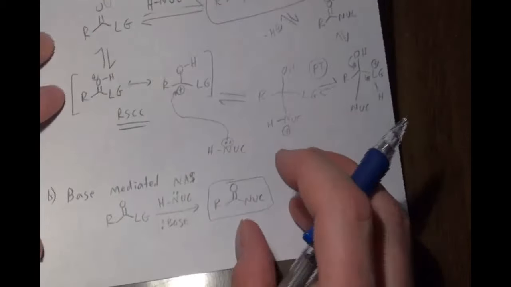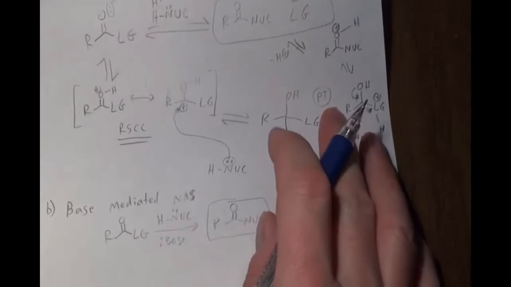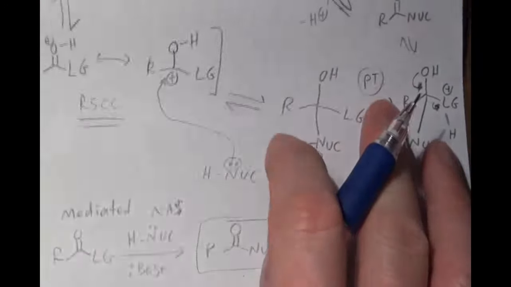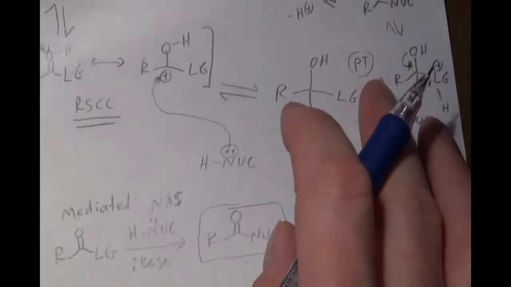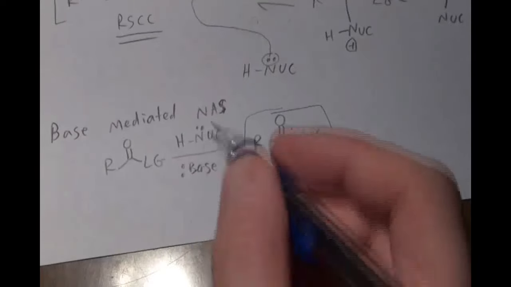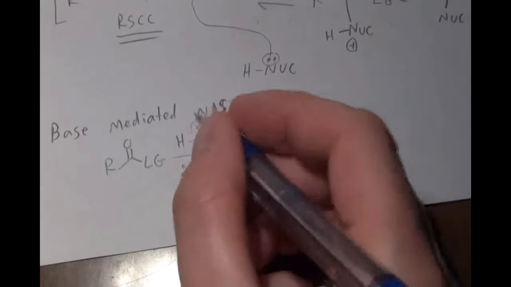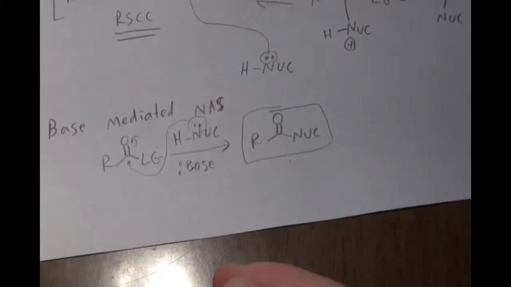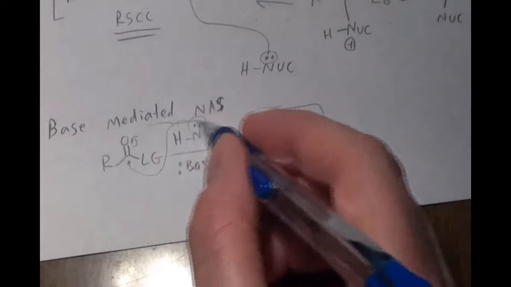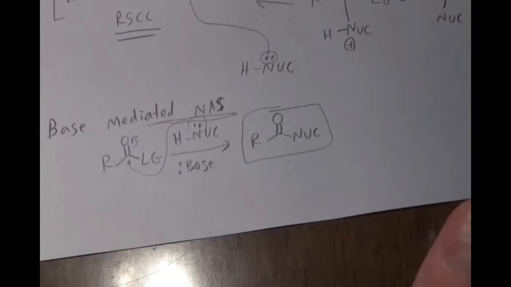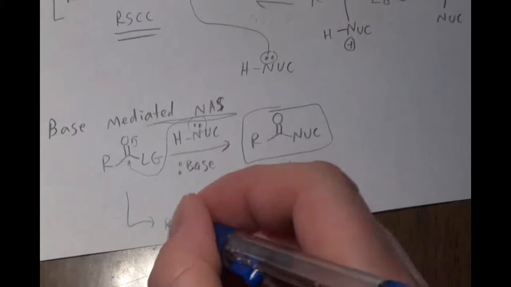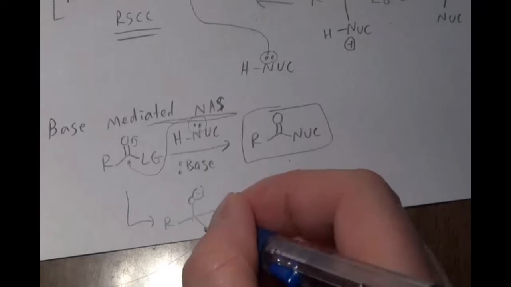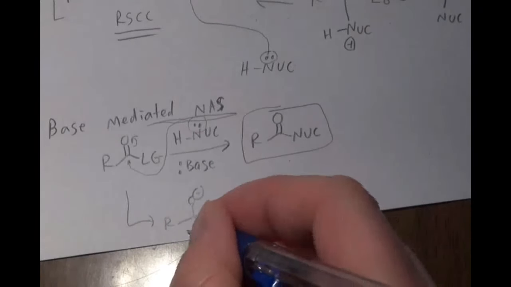Okay, so for the base-mediated NAS, the nucleophile just attacks. Nucleophile just attacks. And what does that give us? Nuke still has an H on it.